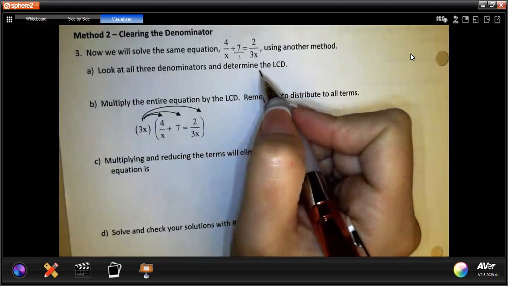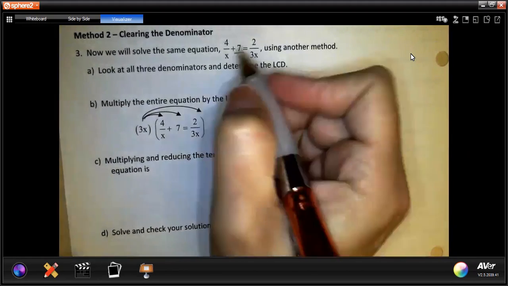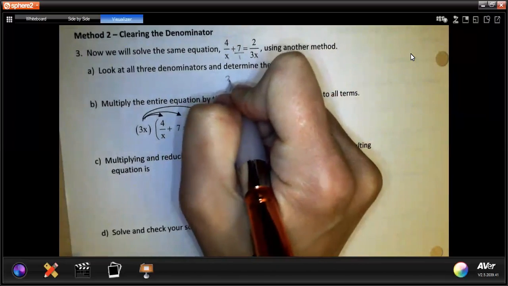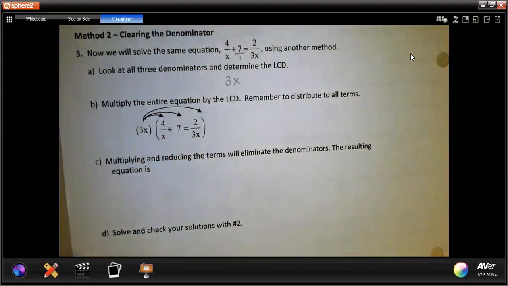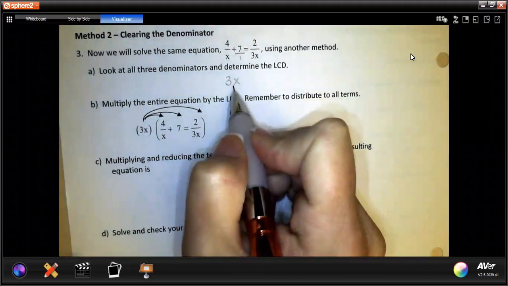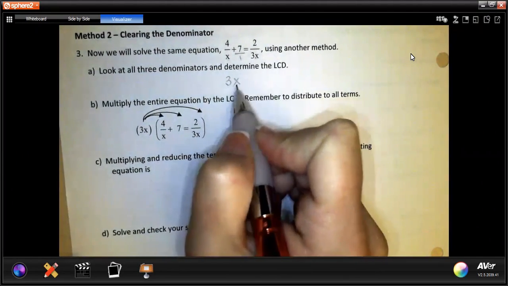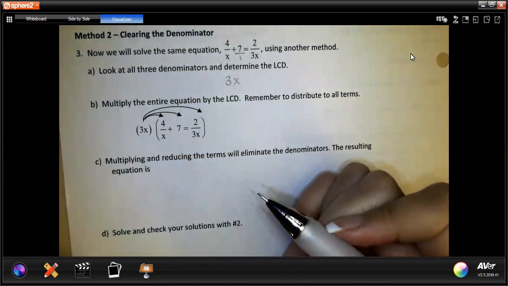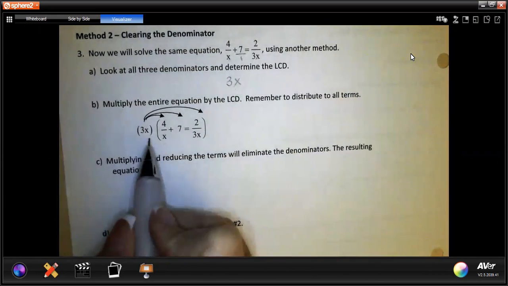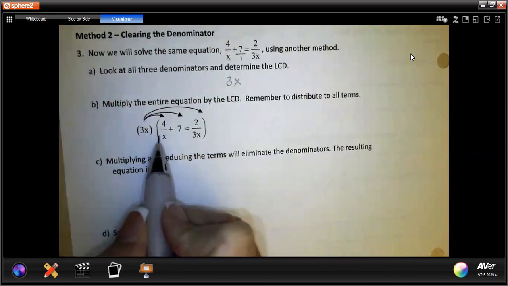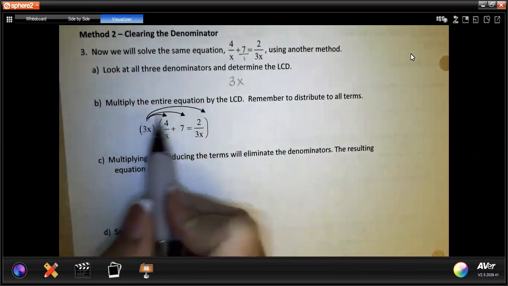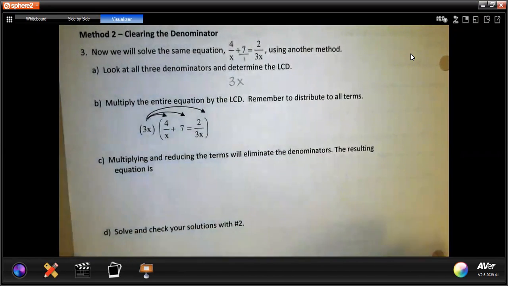This one's a little bit different. So our least common denominator between x and 3x here is 3x. x can divide evenly in there, 1 can divide evenly, and 3x can divide evenly there. So we find our least common denominator, which is 3x. We then take that and multiply that least common denominator times everything in our equation. And so we're going to distribute that into both sides of that equal sign.